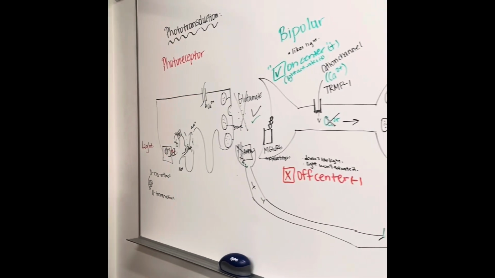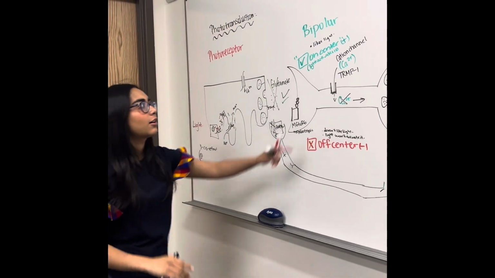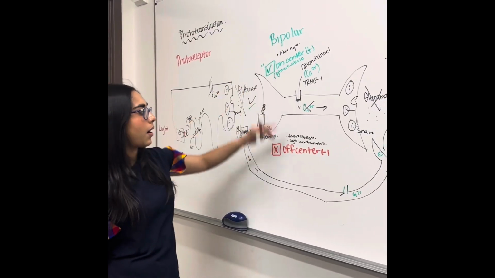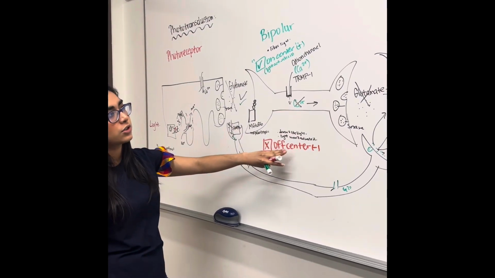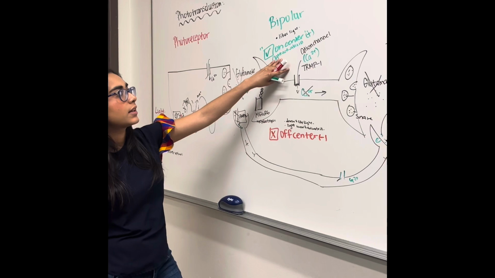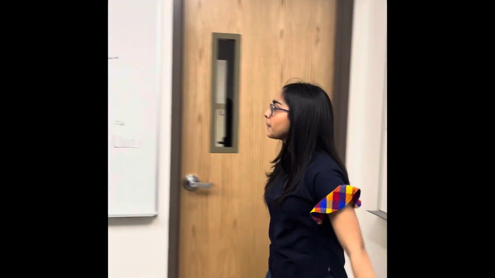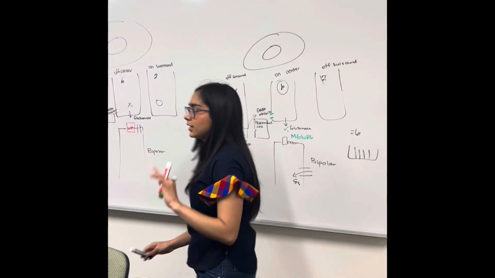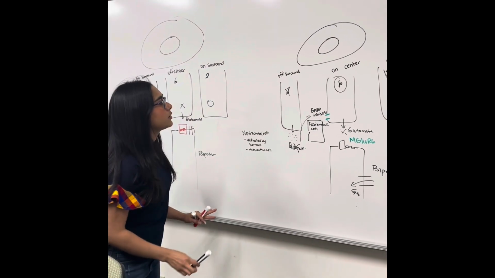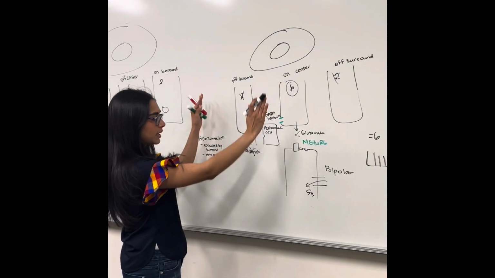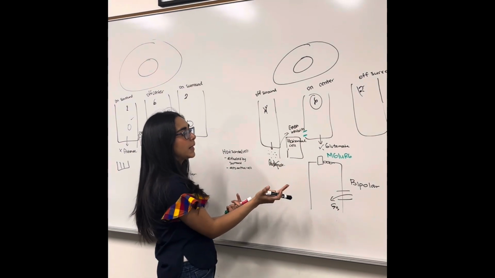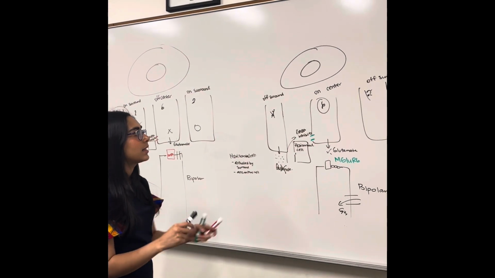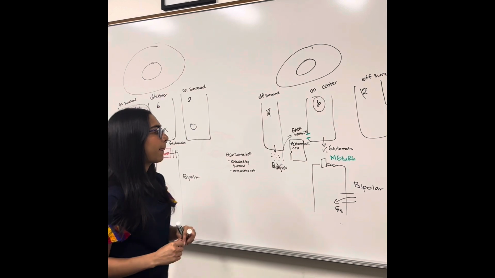So they basically work backwards. Our on-center likes light, our off-center doesn't like light. So off-center activates when there's no light, on-center activates when there's light. Let's talk about this a little bit more. So we know that we have our photoreceptors and our bipolar. There's something in between that's called a horizontal cell. So we'll think about this as an off-surround, on-center.